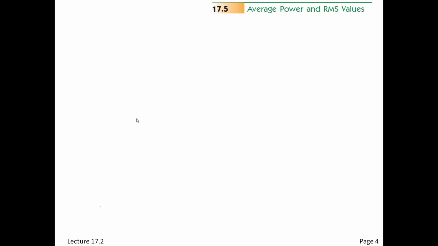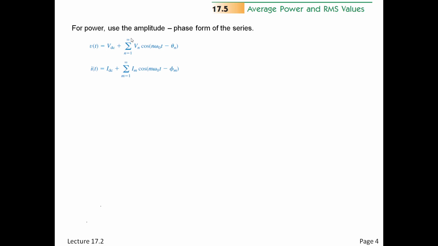All right. So we want to move on to power, make some comments about average and RMS power. And for power, we use the amplitude and phase form of the series. You're probably not surprised by this because when we dealt with power before, we got AC power, that is, we got into the phasor notation, and that was important, of course.